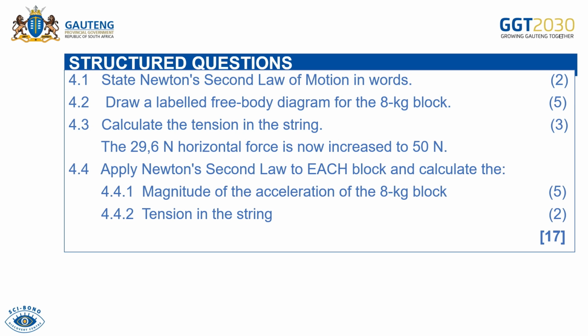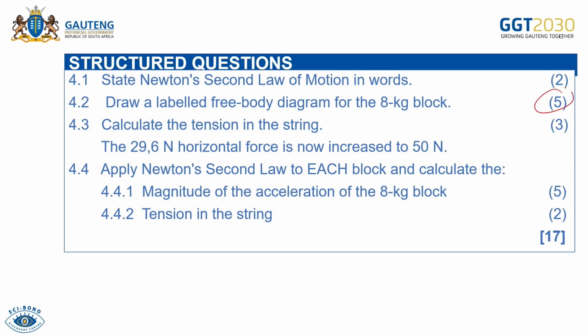Okay. Then, first question, state Newton's second law of motion in words for 2 marks. When a net force acts on an object, it will accelerate in the direction of the force with an acceleration that is directly proportional to the force and inversely proportional to the mass of what? Of an object. So you can't lose marks when it comes to that. So draw a labeled free body diagram for the 8 kilogram block. You can see it's 5 marks there.